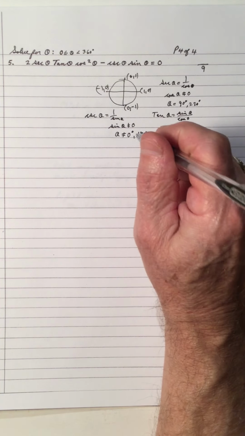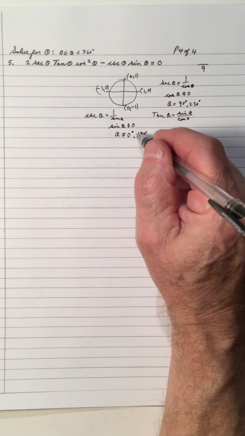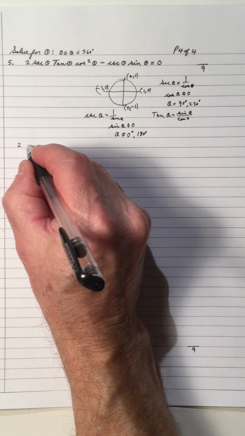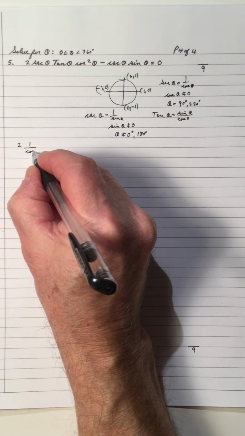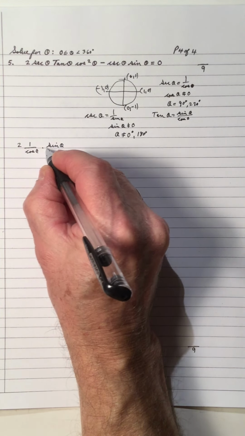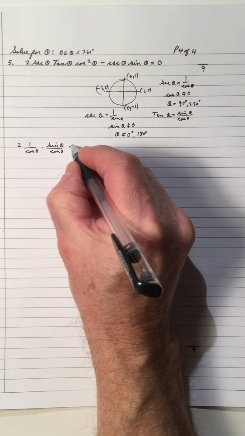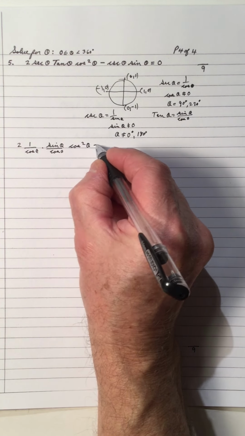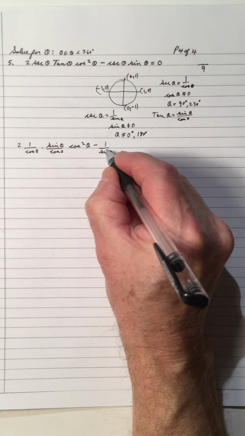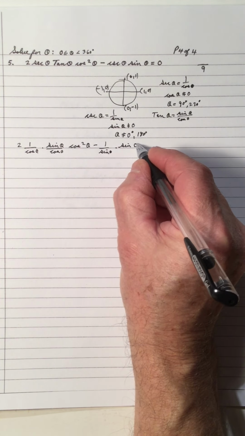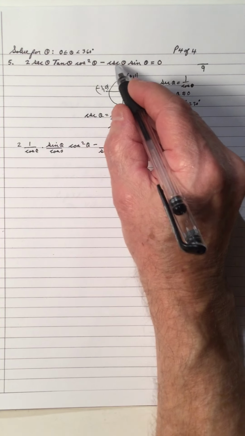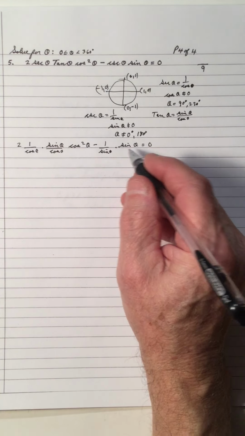If we get any of these values of theta, we can't use them. We've got to use any of the other ones. So 2 secant is 1 over cos. Tan is sine over cos. Cos squared. Subtract. Cosecant is 1 over sine times sine. And I remember S and S, so I have to have a C, and that's a C, so I have to have an S. So we have them change.